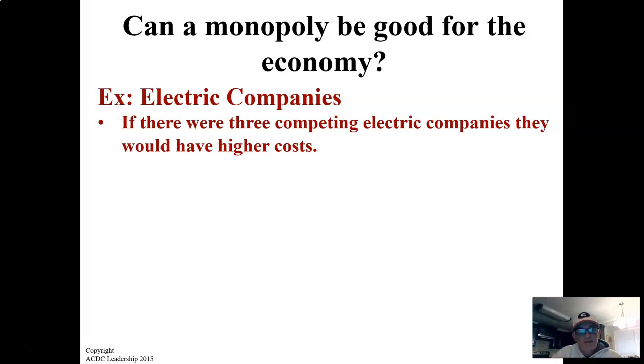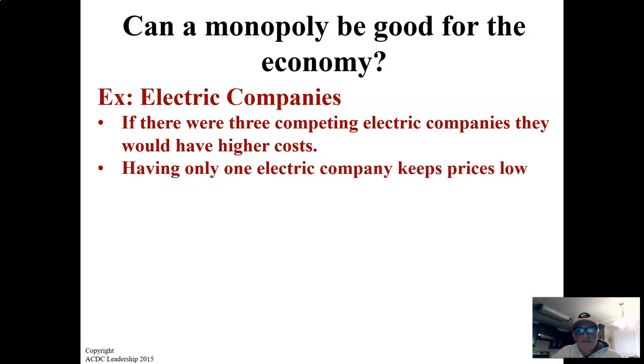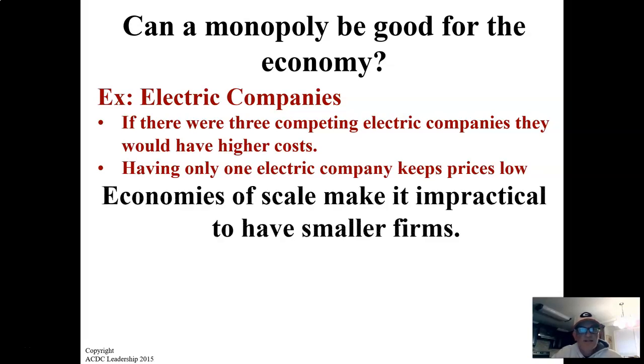Generally, if there were more electric companies, then they're advertising to get business, which is going to drive their cost up, and because our demand is inelastic, if the cost gets driven up, then we're going to have to pay more for it. So having one electric company actually keeps the prices low, right?